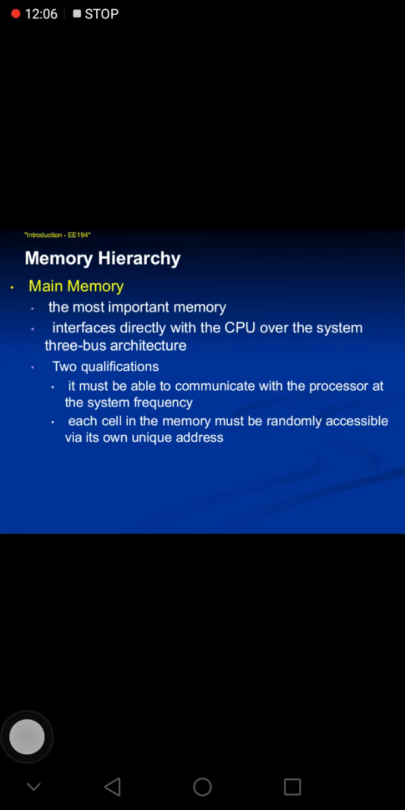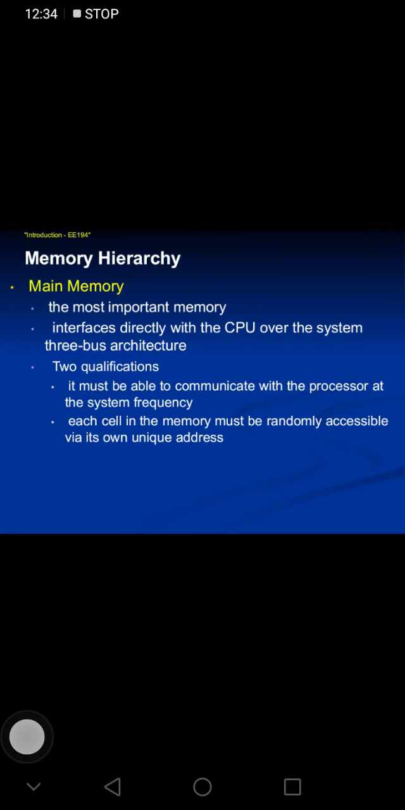It interfaces directly with the CPU over the system 3 bus architecture. Okay, so ito yung pinaka-importanteng memory, tapos ito yung memory in which it interfaces the CPU and the 3 bus architecture. So ibig sabihin dito dumadaan or dito na-stuck yung mga information or data na nanggagaling or pumupunta sa 3 bus architecture, okay, from CPU.